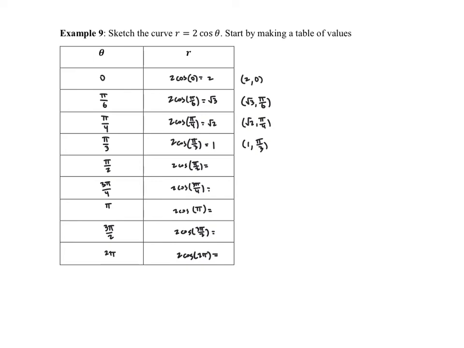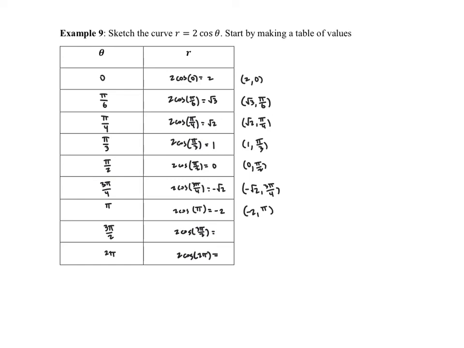Continuing on, cosine at pi over 2 is 0, so that'll be 0. 0 for extension, pi over 2 for rotation. That'll be an interesting point. We'll talk about that in a minute. Cosine of 3 pi over 4, again, is negative root 2 over 2. So I will get a negative root 2, extension of negative root 2, rotation 3 pi over 4. Cosine of pi is -1, so I'll get a -2, extension, rotation.